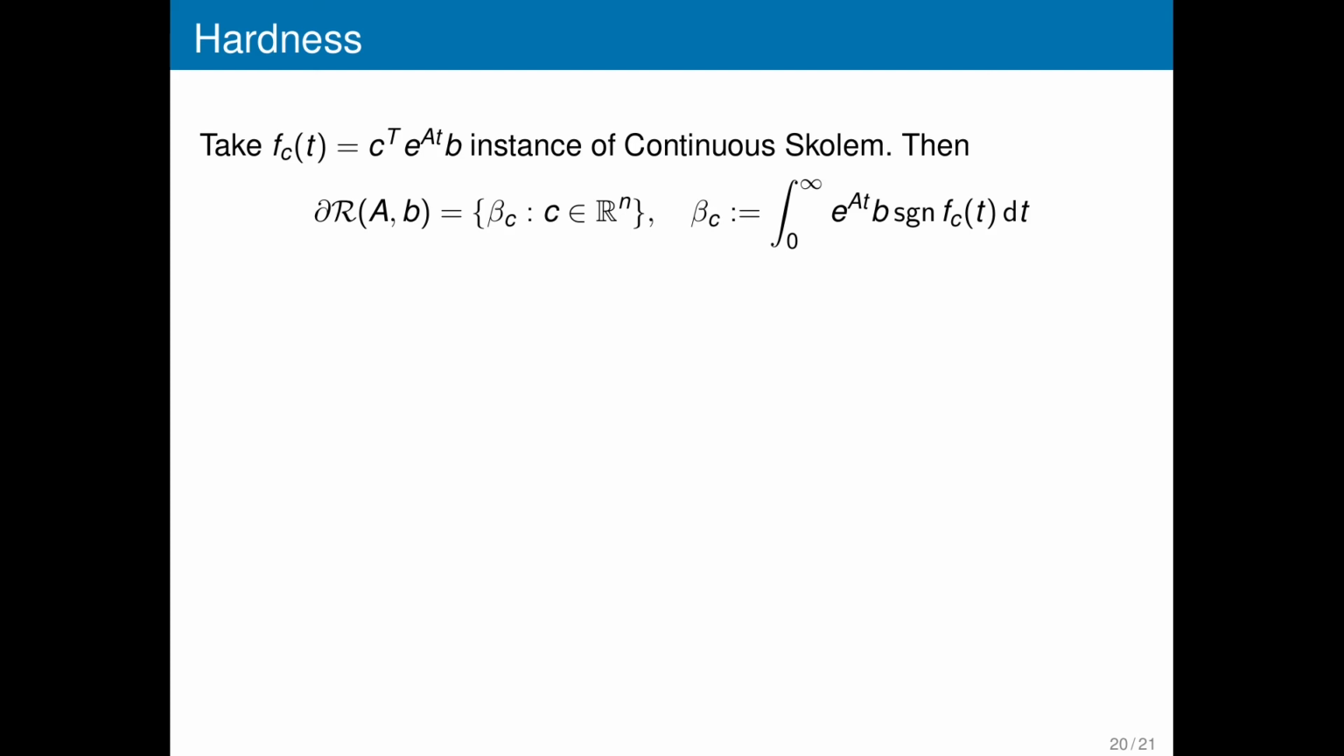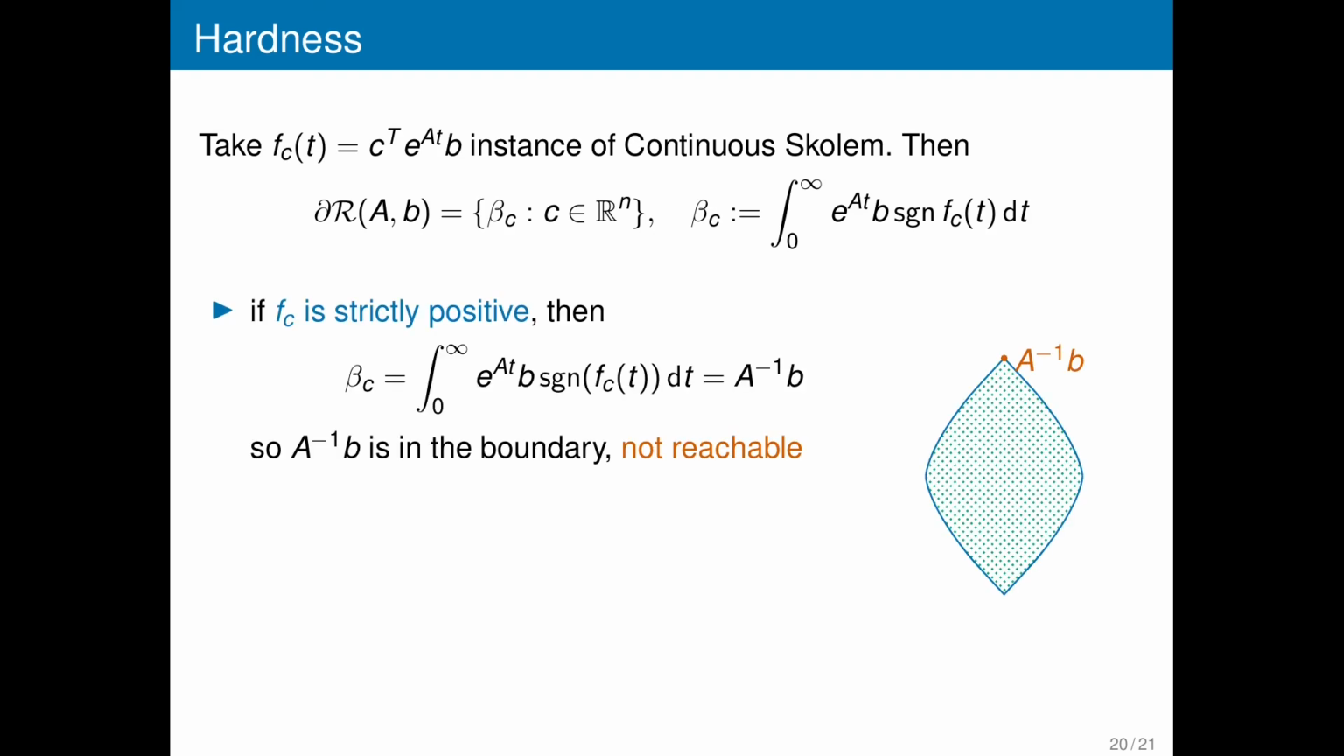Let me say a few words about the hardness. Remember that the formula for the boundary is an integral that involves the sign of a function fc. If fc is a strictly positive function, its sign will be constant equal to 1, and this integral is easily calculated. In this case, beta of c is equal to a minus 1b, but it is in a boundary, therefore not reachable. In other words, the picture will look like this.